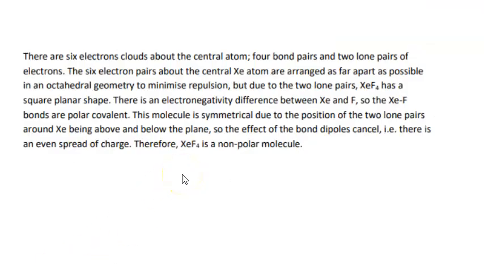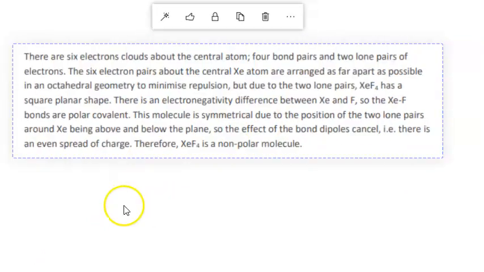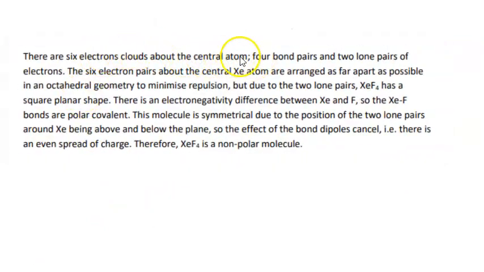So, kei konei te whakautu tika, here's the correct response. So there are 6 electron clouds in the central atom, 4 bond pairs and 2 lone pairs of electrons. So that's the new part of it. The 6 electron pairs of the central xenon atom are arranged as far apart as possible in an octahedral geometry to minimize repulsion, but due to the 2 lone pairs it has a square planar shape. So there is an electronegativity difference between xenon and fluorine. So that's just the same as last year, except that this part of it is new, polar covalent.